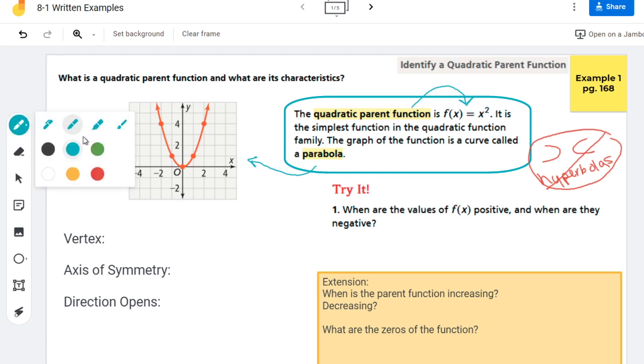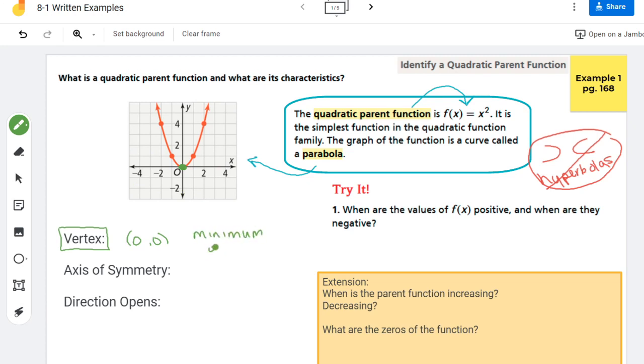Now the first thing that I want to talk about with a parabola is right here, the itty bitty point where the two sides of it kind of curve down to. So this point here is called the vertex. On our parent function, that vertex is 0, 0, but that vertex could be anywhere on the graph depending on what we add or subtract from the equation. Now that vertex can be a minimum or a maximum of the graph. In this case, it's a minimum.